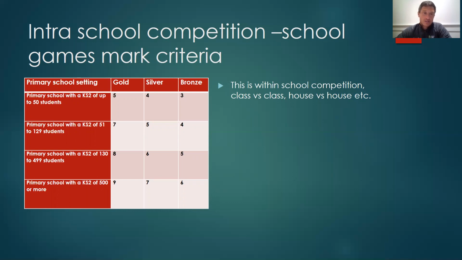So if you look here on the table, we've got our table which says it's gold, silver, bronze. So if your primary school Key Stage 2 is up to 50 students, 5 intra-house competitions is gold, 4 is silver, and 3 is bronze. I'm not going to go through all of them, but as you can see, there's no reason why you can't start stripping this back and really looking at what you need to do, based on your school cohort and the number of students you've got in your school, to achieve a gold standard intra-school competition.